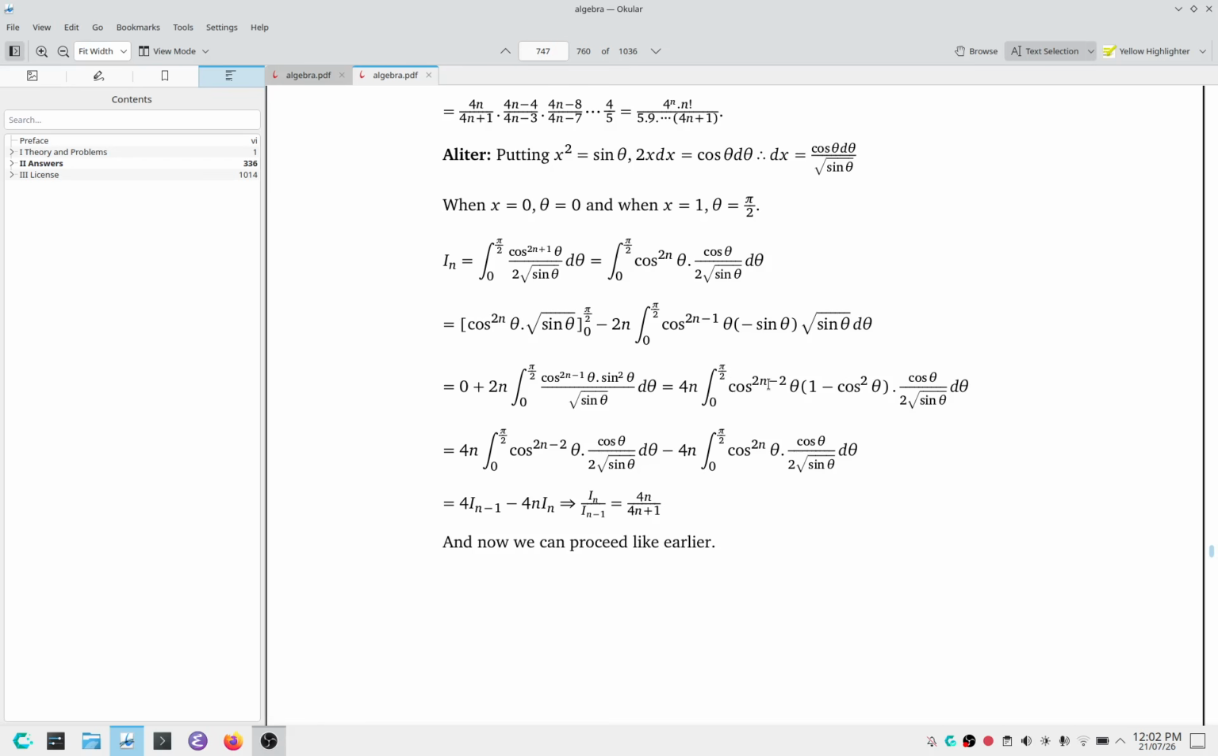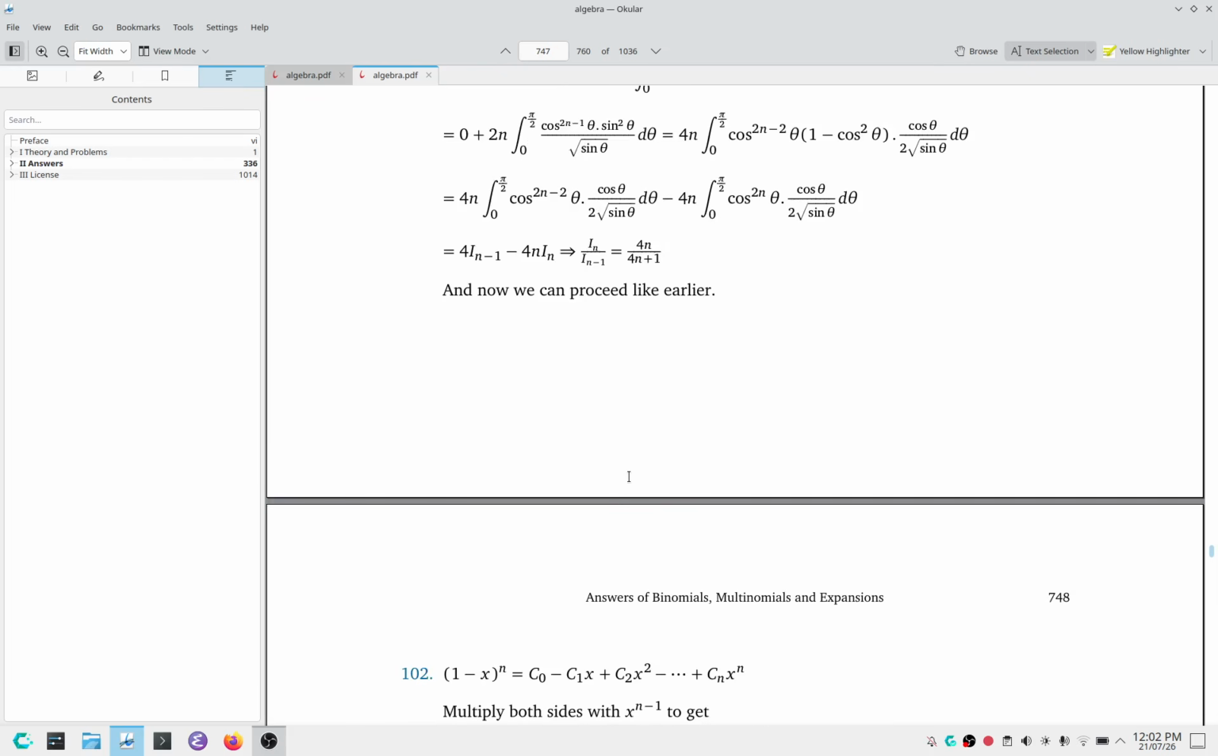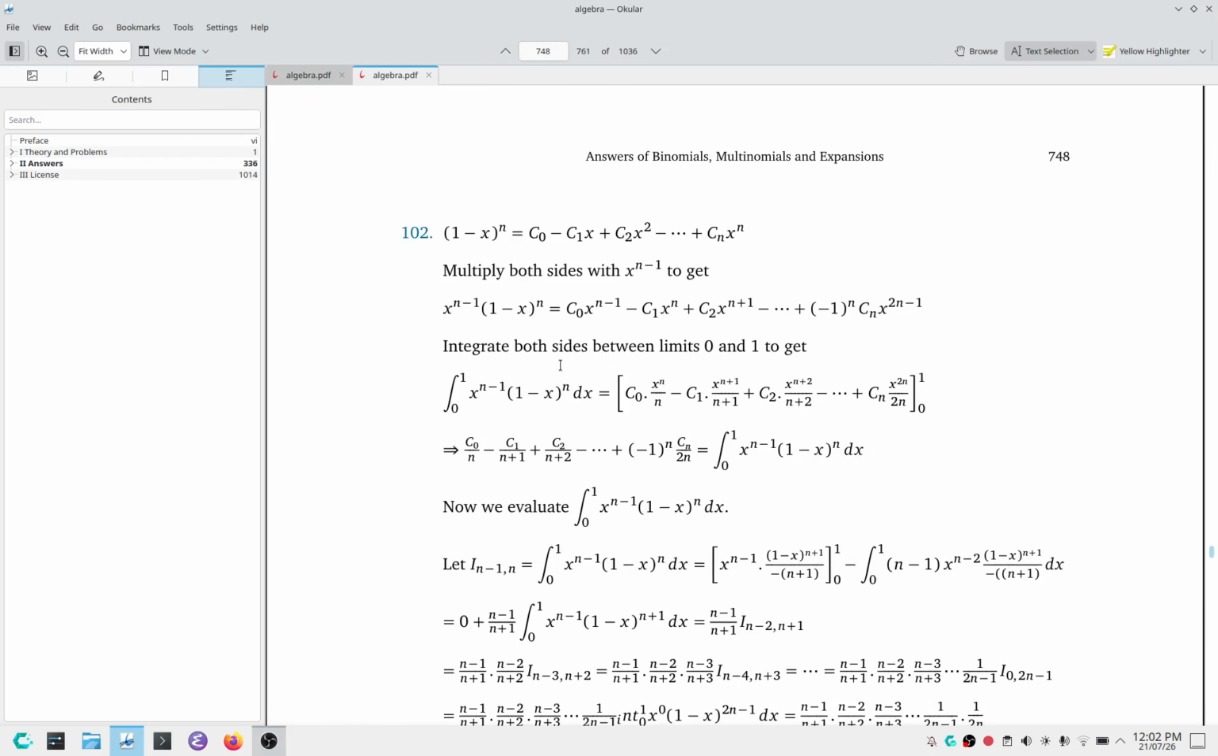Which becomes 0 to pi by 2 cos 2n minus 2 theta. Sine square theta becomes 1 minus cos square theta, and this part becomes cos theta upon 2 square root of sine theta d theta. And we eventually land up at the same recurrence relationship, that is In upon In minus 1 is equal to 4n upon 4n plus 1. And then we proceed like we have already done.